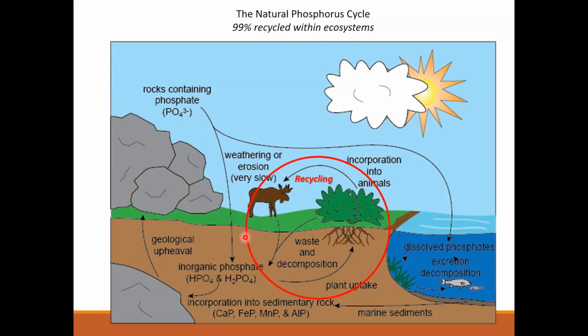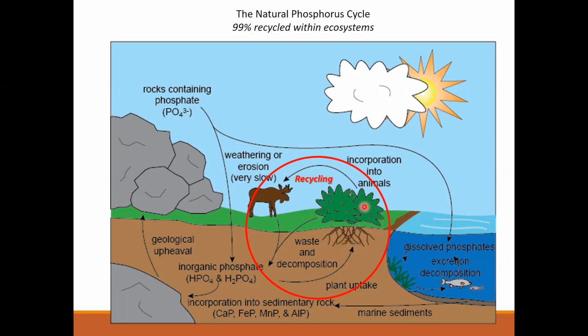Most of it would be recycled within ecosystems. You have rocks that contain phosphate, and this is the chemical formula for phosphate rock. Through weathering and erosion, which is very slow, think about if you pour water on a rock, you're not going to watch it erode in real time, right? So we have very slow weathering and erosion that causes rocks to break down into different forms of phosphate that will then be recycled in the system. Some of it ends up in the biological system, where through waste and decomposition, again, we talked about how animal waste can fertilize soil.